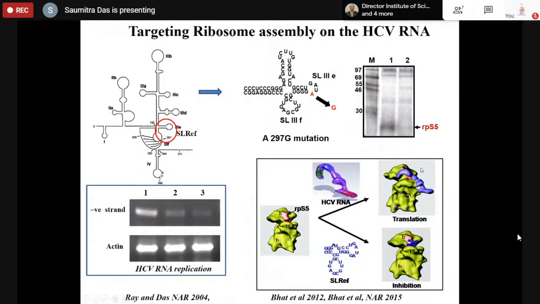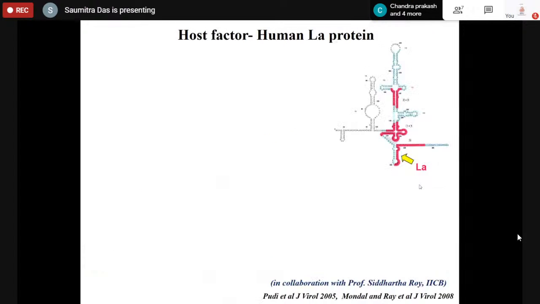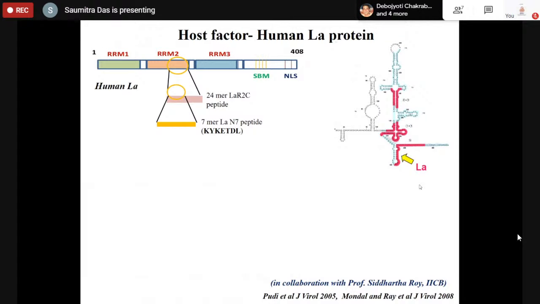This viral RNA now goes and binds to this, but instead, we are using a small RNA derived from the 5' UTR, which goes and sits there, prevents the viral RNA interaction and prevents the translation. We got the US patent, and we are trying to commercialize, trying to see whether it can be used as an RNA inhibitor.